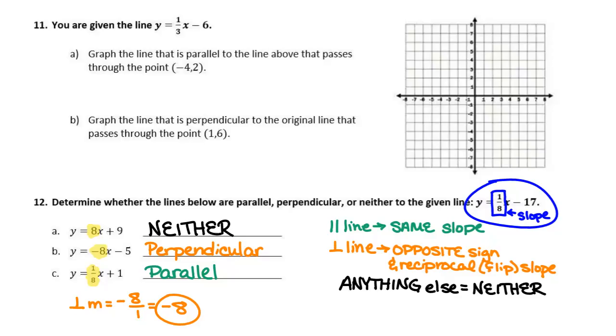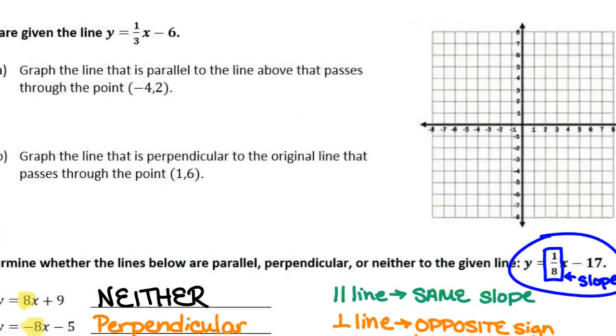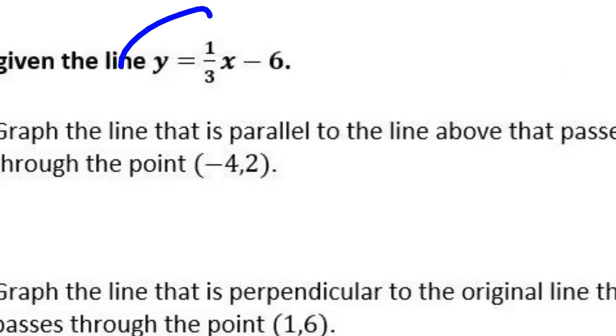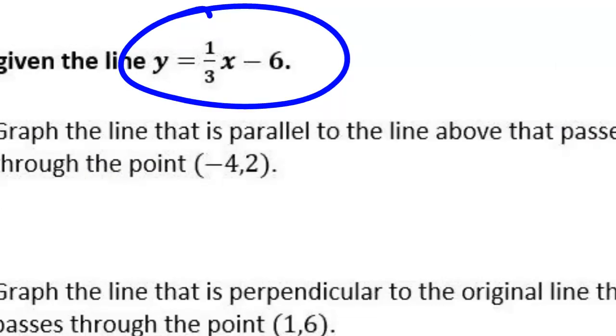What else would you guys like to see? Number 11. Number 11 while we're here? Sounds good. So yesterday on the skills check, there were a lot of people that graphed me the given line, and that was it. That is not what I'm looking for on this problem. If you graph the given line, I won't take off points, but it won't give you points either. That's not the piece that I'm looking for on this problem.